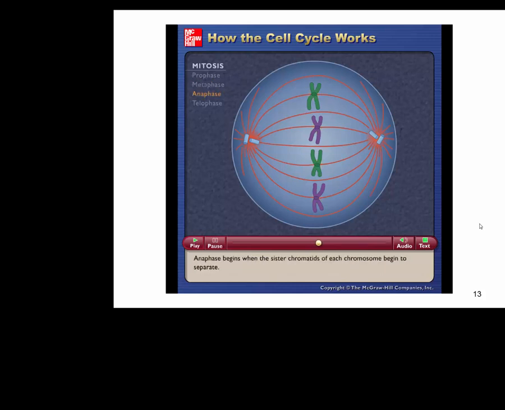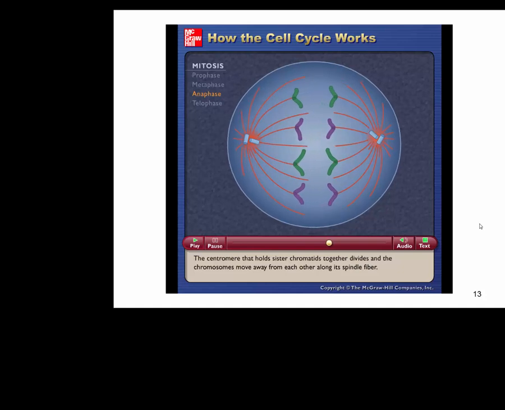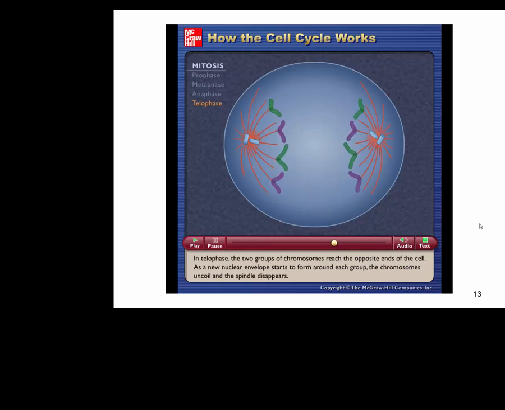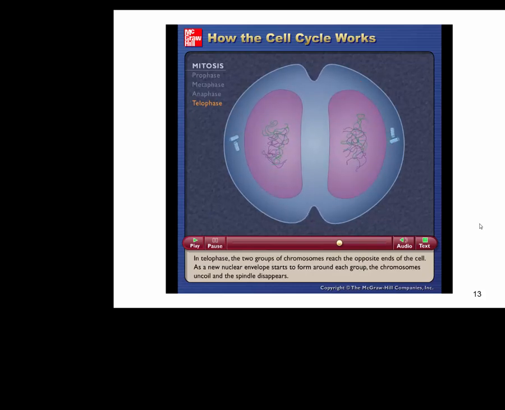Anaphase begins when the sister chromatids of each chromosome begin to separate. The centromere that holds sister chromatids together divides, and the chromosomes move away from each other along its spindle fiber. In telophase, the two groups of chromosomes reach the opposite ends of the cell. As a new nuclear envelope starts to form around each group, the chromosomes uncoil and the spindle disappears.